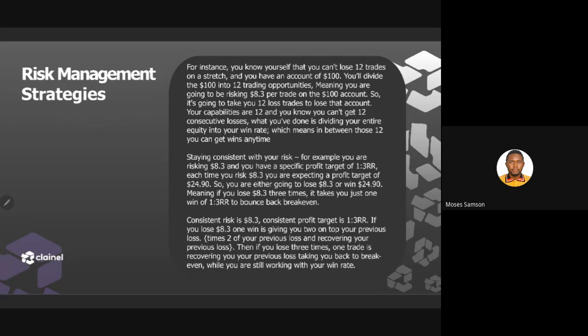Let's say losing is inevitable, but how do you stay profitable in this trading career of yours that you're about to start? You have to have a very good risk management strategy, just like this one right here. As you can see, you might lose $8 three times, but one good trade will bring you back to break even. And let's say you've won trades consistently, that is approximately $25 times three.